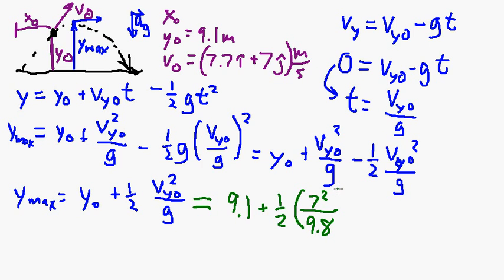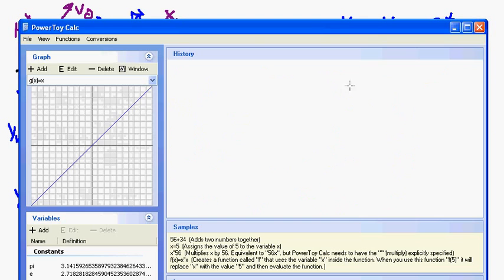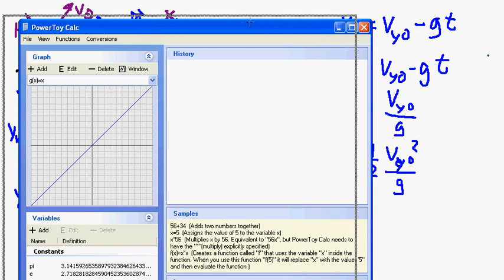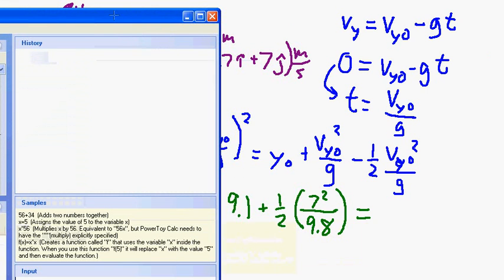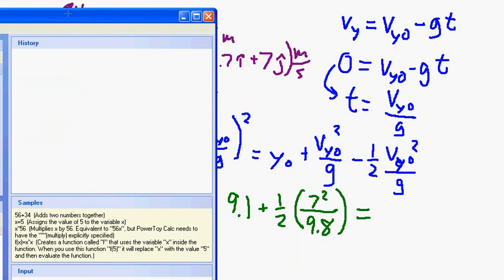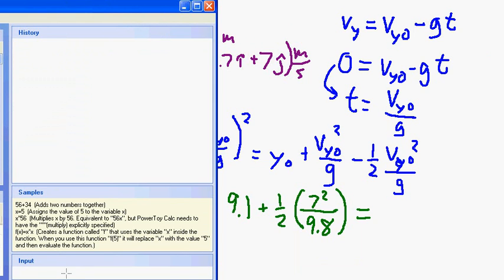What that's going to equal should be pretty easy to find. So I'm going to use my Windows Power Toy calculator. This is a pretty neat little thing if you're using XP, unfortunately I don't have one for Vista or Windows 7, but it's sort of an advanced calculator. So 9.1 plus 1/2 times 7 squared divided by 9.8, and enter, and that equals 11.6.